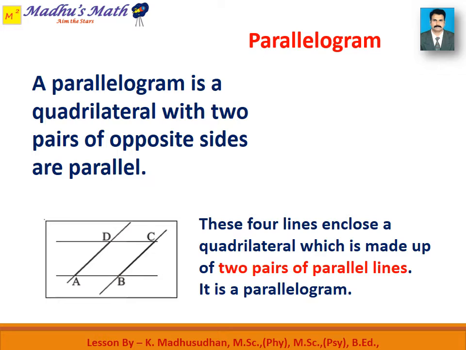So that means when you take a pair of parallel lines, that is AB as well as CD, they are intersecting with another pair of parallel lines, AD and BC. So in the enclosed area between A, B, C, D, you can identify opposite sides as parallel. Such a figure we call a parallelogram.